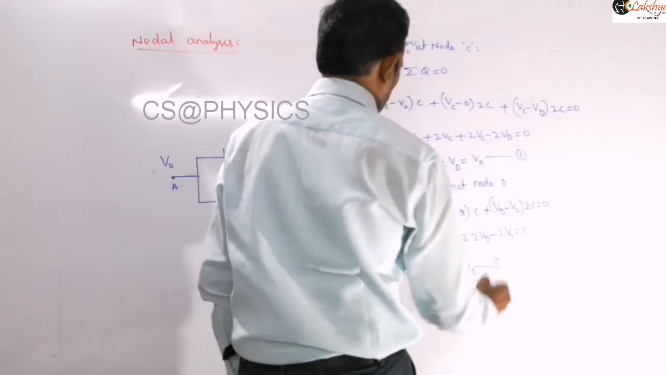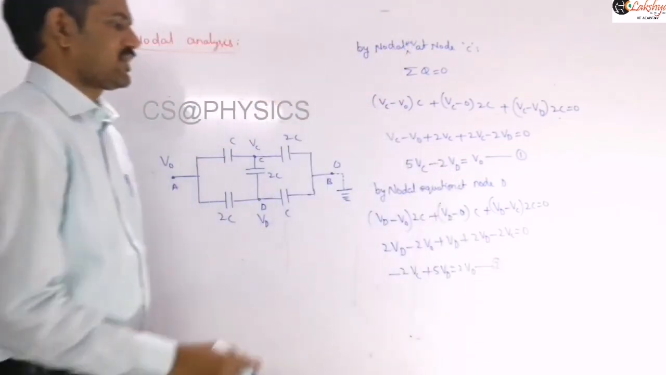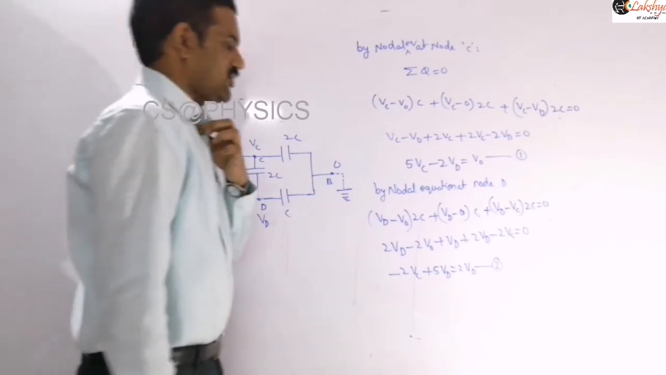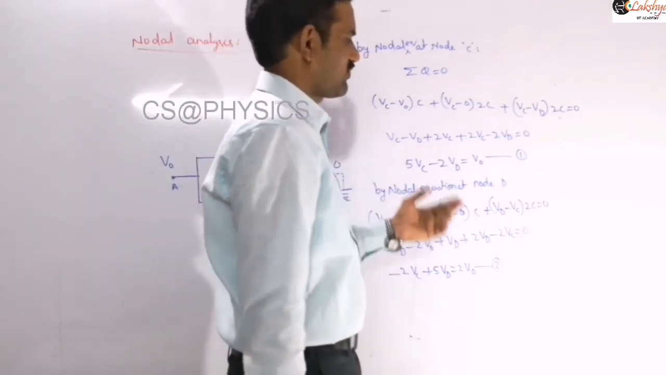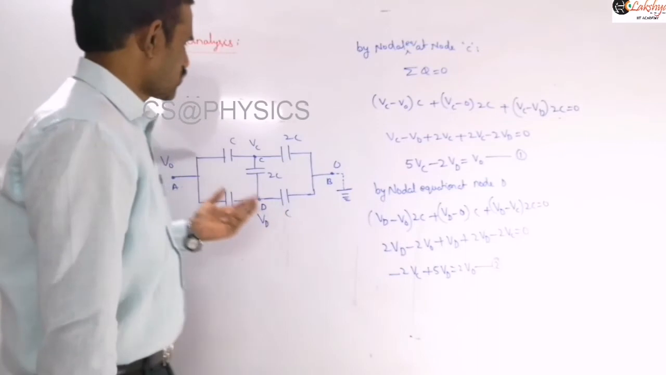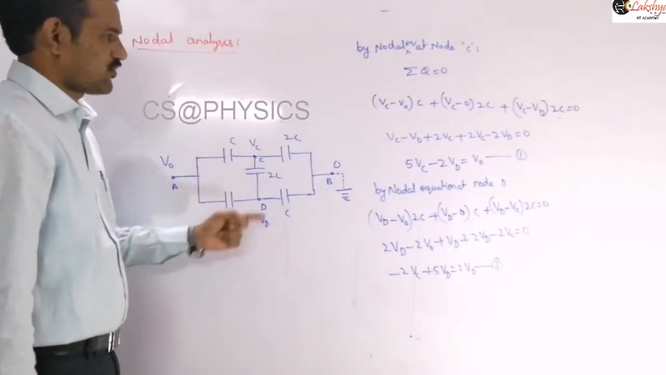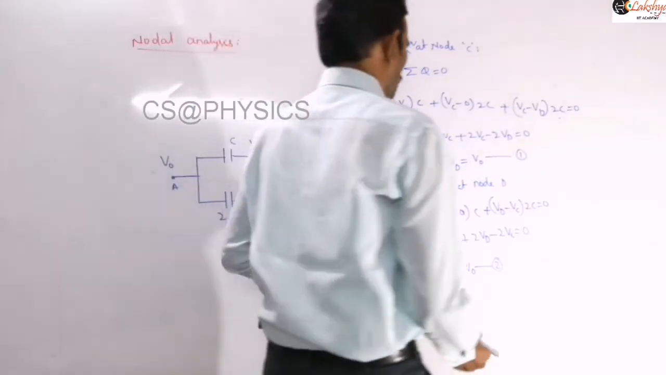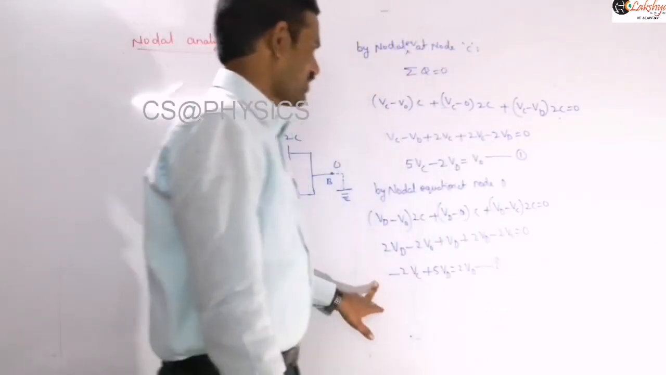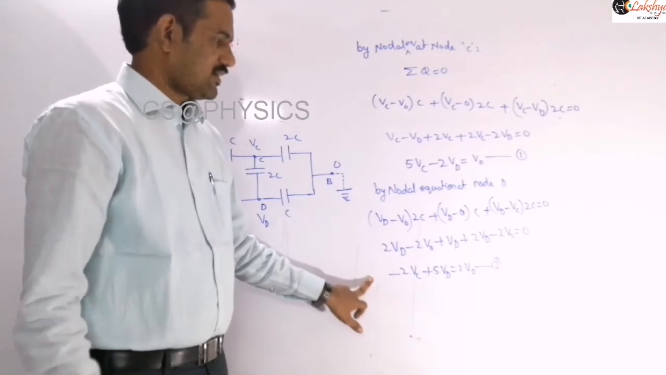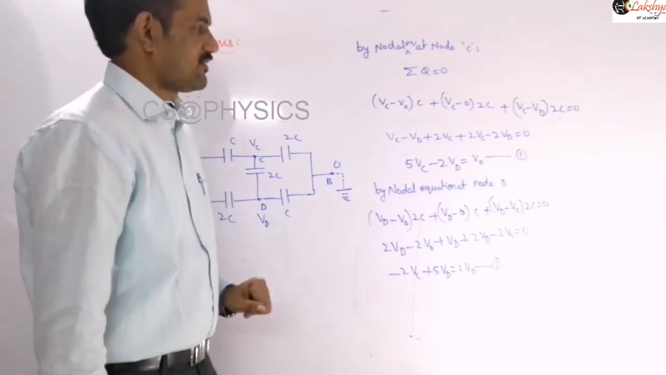This is equation 2. Now we need to solve equation 1 and equation 2. By solving those equations you will get the expressions for VC and VD, so that you can find how much charge is stored or flowing in these directions. So what we can do is multiply this equation by 2 and this equation by 5, and let us add them.